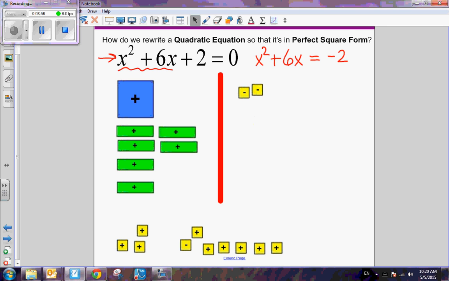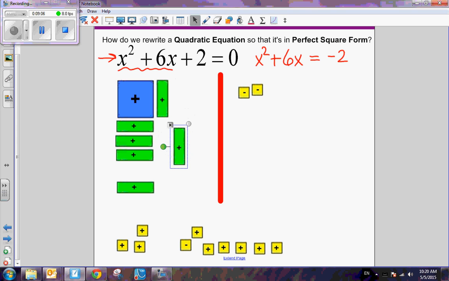So since we have 6 x's and the square has 2 dimensions, well, it has 4 sides, right? But 2 dimensions, length and width. So we're going to divide the 6 by 2. So 6 divided by 2 is 3. And then how do we figure out what number of squares to add to make it a perfect square? Well, 6 divided by 2 is 3, so we're going to add a 3 squared right there in the middle.